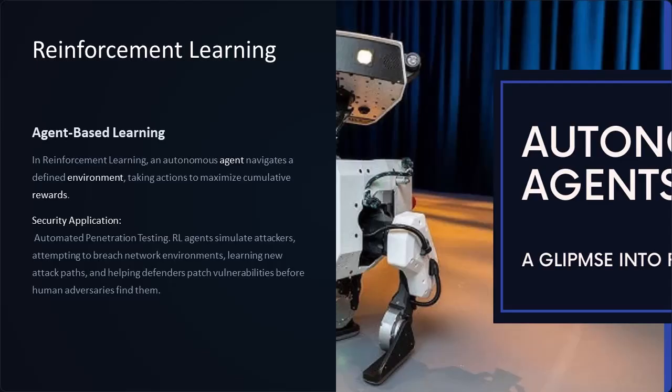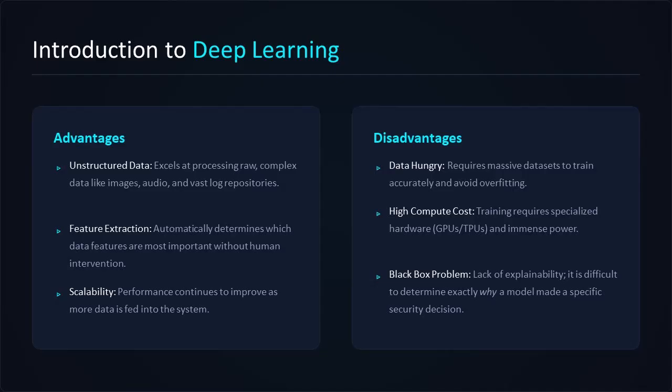Advantages. Disadvantages. Unstructured data: excels at processing raw, complex data like images, audio, and vast log repositories. Feature extraction: automatically determines which data features are most important without human intervention. Scalability: performance continues to improve as more data is fed into the system.